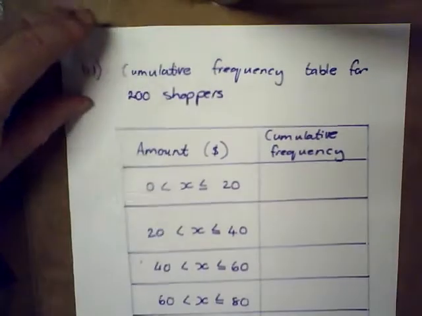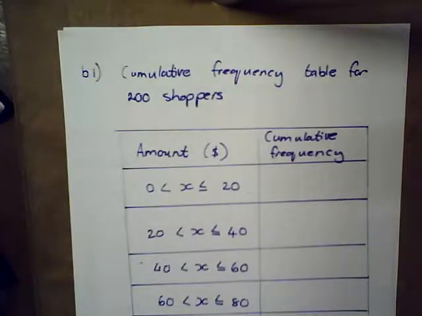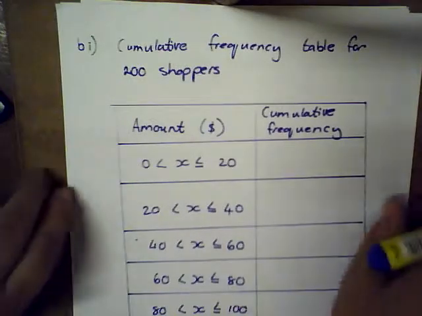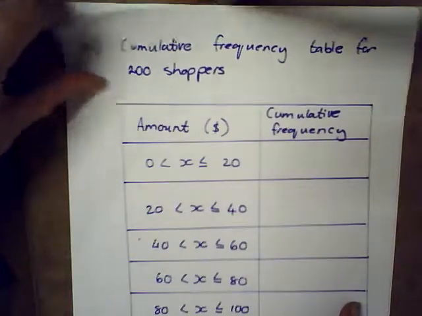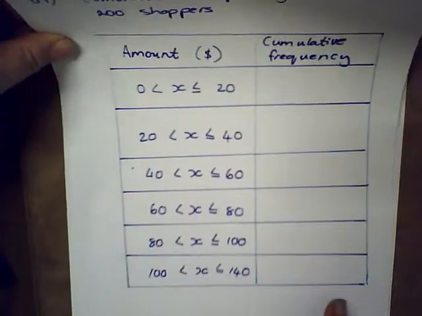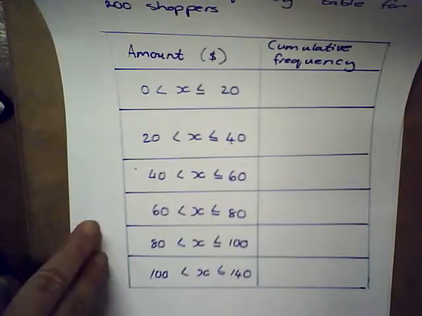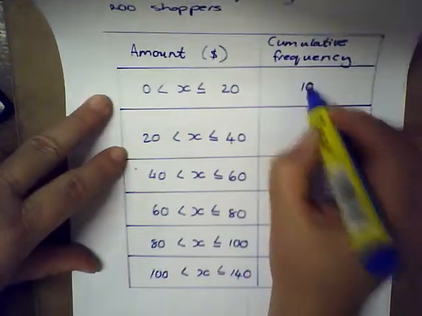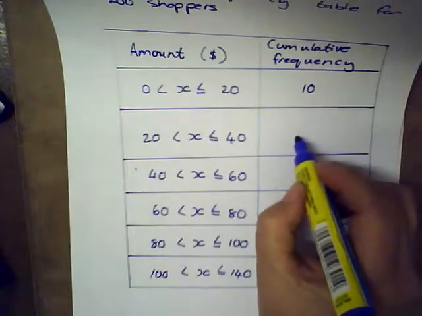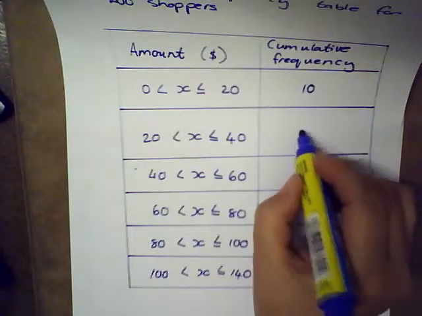Okay, now the next bit, the number B, is they say make a frequency, cumulative frequency table for these 200 shoppers. So there's my table. I've just written down all the information. It's amount and then the cumulative frequency. We started off with 10. Then I add the 32 to it. That would give me 42.